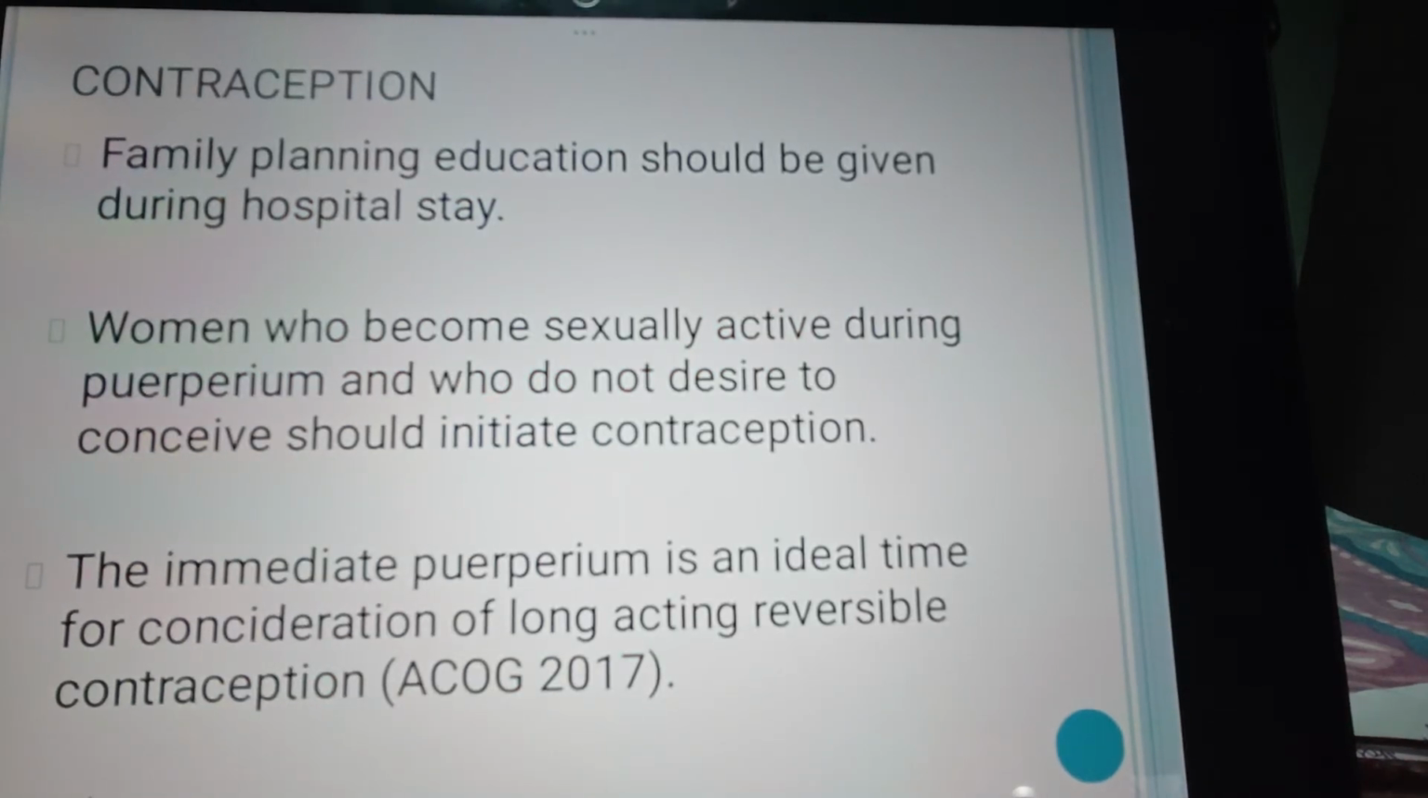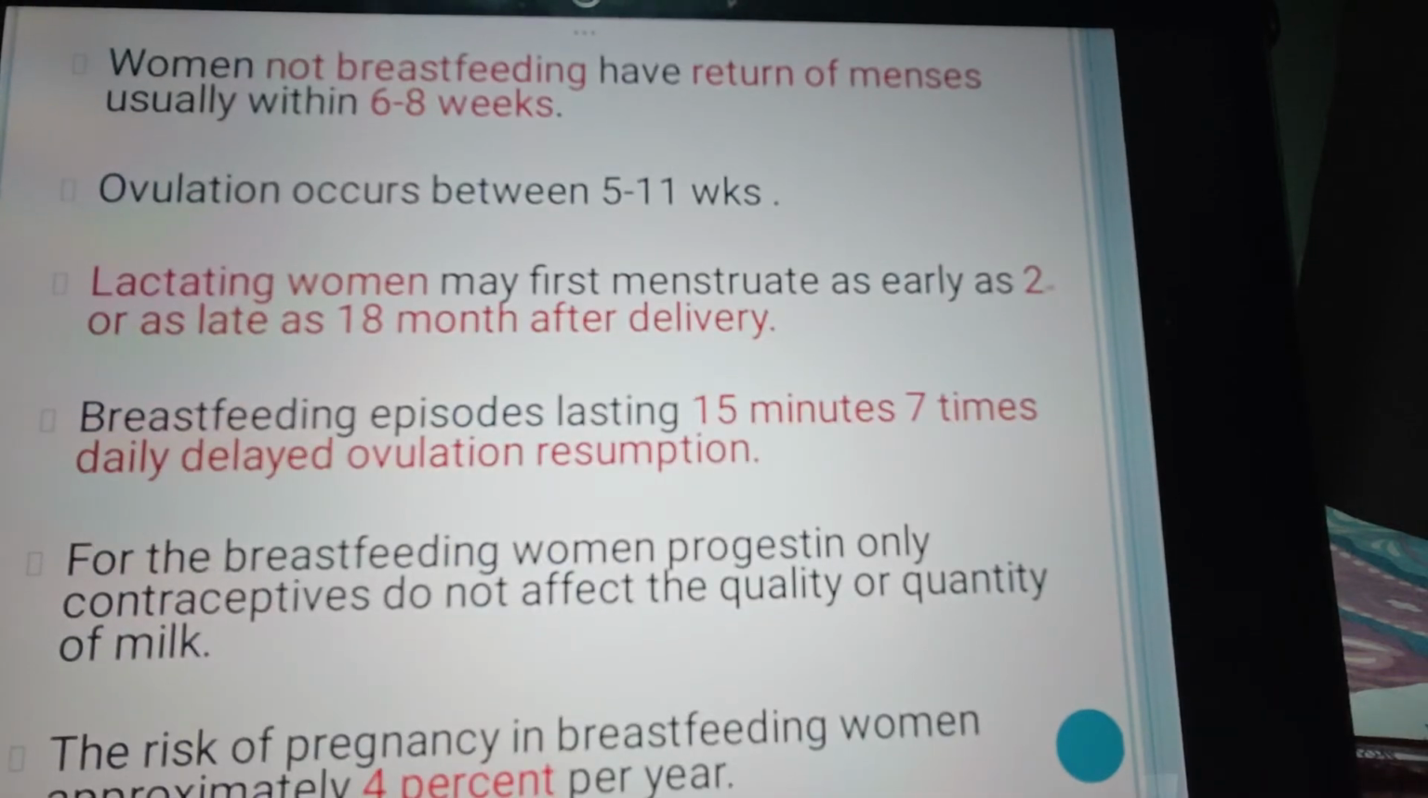Now for contraception, family planning education should be given during hospital stay. Women who become sexually active during puerperium and who do not desire to conceive should initiate contraception. The immediate postpartum period is an ideal time for consideration of long-acting reversible contraception, also known as LARC. Women not breastfeeding have their menses return by around 6 weeks, and ovulation starts at 5 to 11 weeks, while lactating women may menstruate as early as the second or as late as the 18th month after delivery. Breastfeeding episodes lasting 15 minutes, 7 times daily, delay resumption of ovulation. So for lactational amenorrhea, each episode should last around 15 minutes and occur at least 8 times in 24 hours.